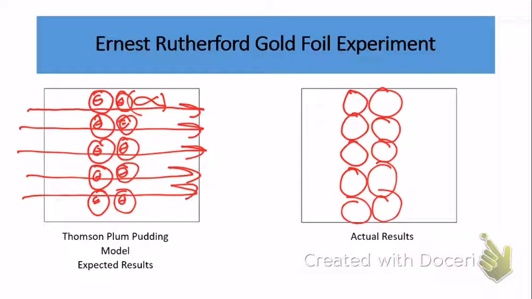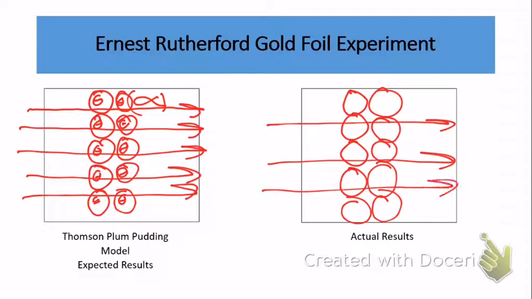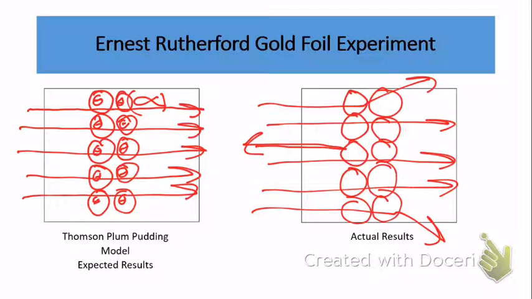All right? They didn't go directly through all of them. Okay? There were many that did. It went right through the atom in a straight line. But there were some others that were actually being deflected at different angles, and some even deflected backwards, like so. All right? So this is not what Rutherford expected to occur at all.